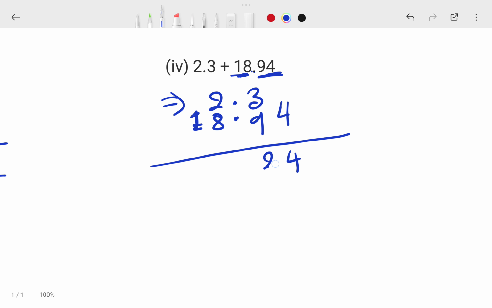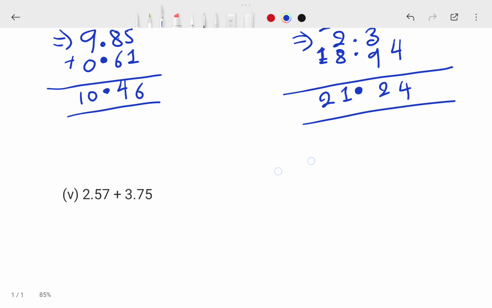9 plus 3 is going to be 12. Okay, and here it is going to be 1. 8 plus 2 is 10. 10 plus 1 is going to be 11. Here it is going to be 1, here nothing. So 1 plus 1 is going to be 2. Simple. 21.24. Okay, is it clear?